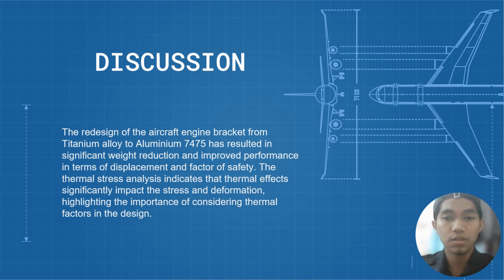In conclusion, the redesigned aircraft engine bracket using aluminum 7475 successfully meets the goals of reduced weight, improved safety, and enhanced sustainability. This project not only contributes to the efficiency and performance of the aircraft, but also aligns with broader environmental and sustainability objectives.